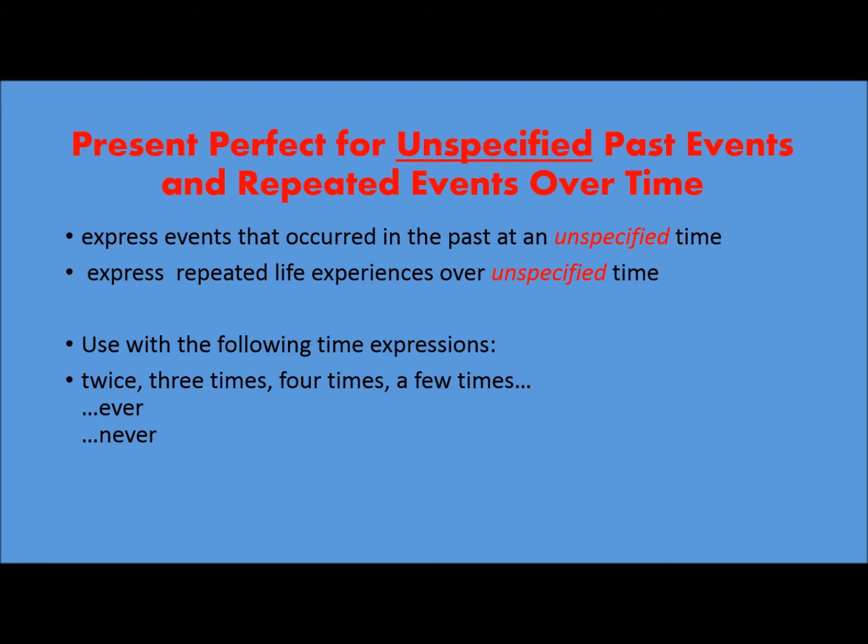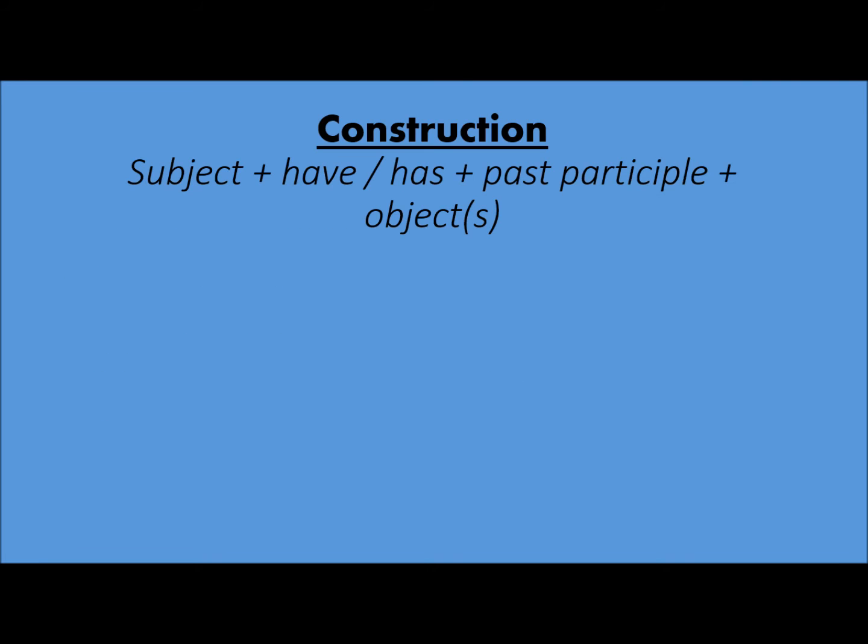We also use the present perfect to describe unspecified past events and repeated events over time. We express events that occurred in the past at an unspecified time. We express repeated life experiences over unspecified time. And we use the present perfect with the following time expressions to describe something that happened in the past at an unspecified time or a repeated action. Twice, 3 times, 4 times, a few times, ever, and never.